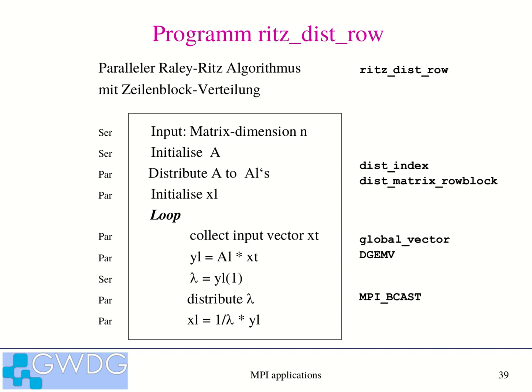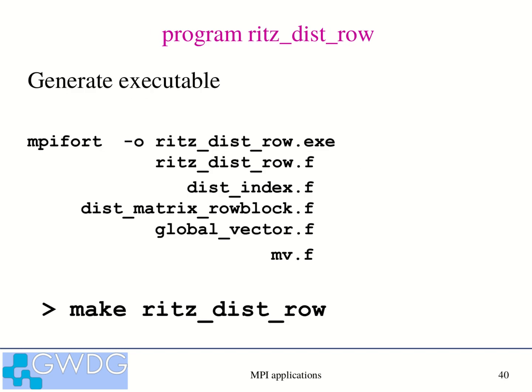Again, you have to determine the approximation of the eigenvalue by using the first value, which will be residing on process 0, and you have to distribute this and rescale as a new input vector. You have the result vector here, rescaled with the approximate eigenvalue. So it's the same here.